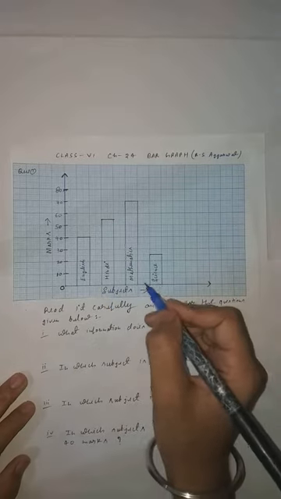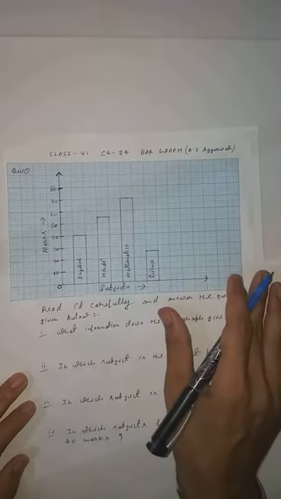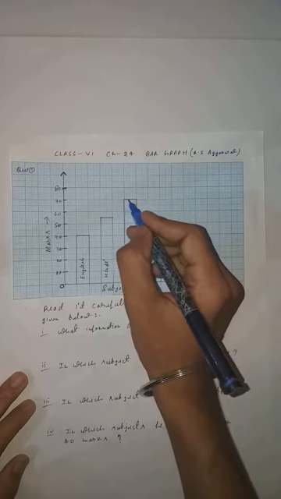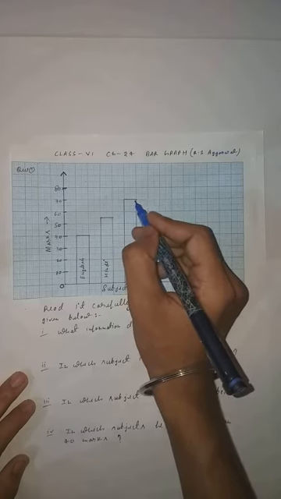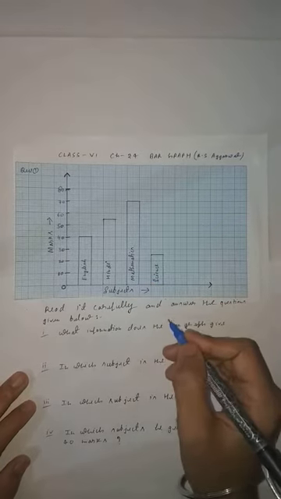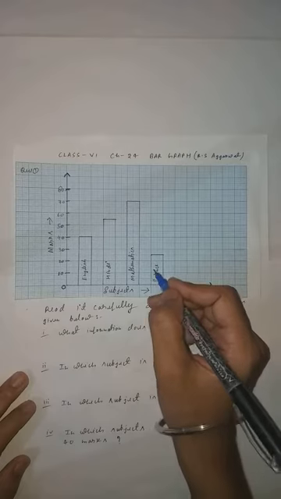Clear, students? Now it is time for math. Math is also a very interesting subject, as you know. So in mathematics, the marks obtained by the student is 70. Clear, student? You can see the bar lies on 70. The marks obtained in mathematics by the student is 70. Clearly you can see. Now next is science.